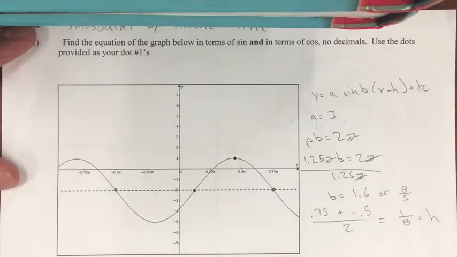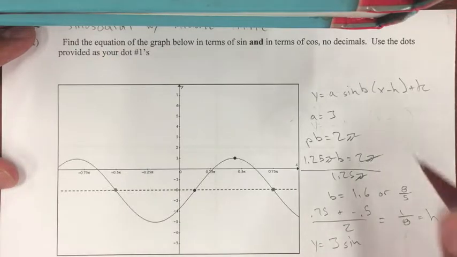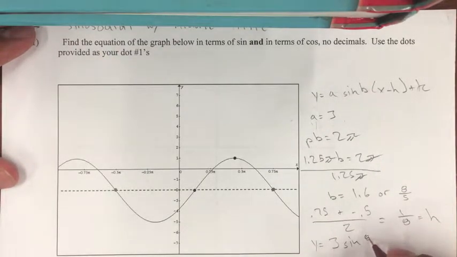Now you solve for your k, which is the middle point of the sinusoidal wave, and the middle point is -2. So now you have everything you need to solve for the sine equation, which is y equals a, so 3 sine, your b, which is 8/5 times (x, and then your h, which is pi over 8, so minus pi over 8), and then your k, which is -2, so -2.